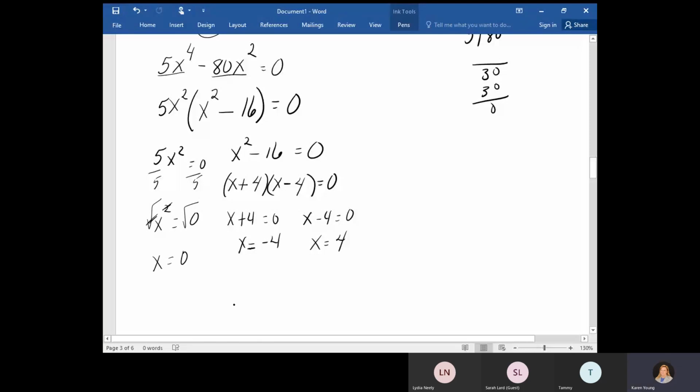So now I've got 3 values of x. I got x equals 0, x equals 4, and x equals -4. I wrote them different than what I've got showing. And that's how you lay it out.